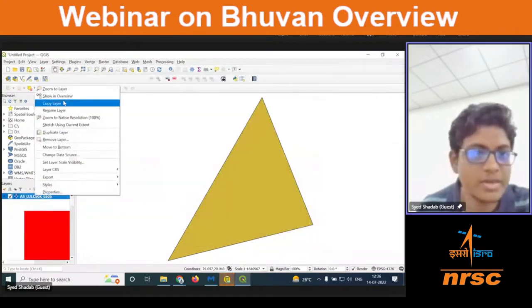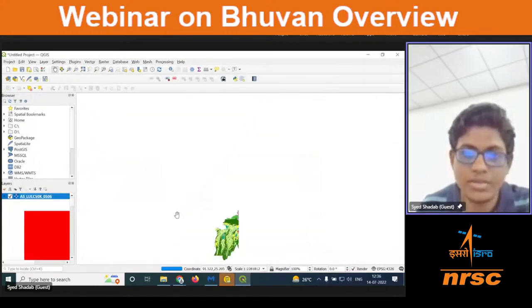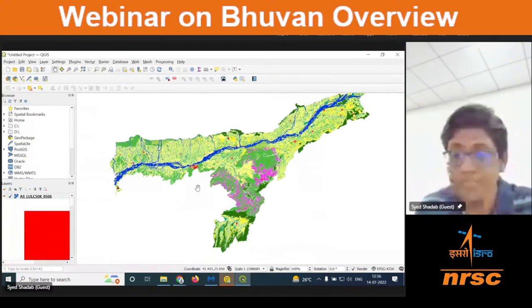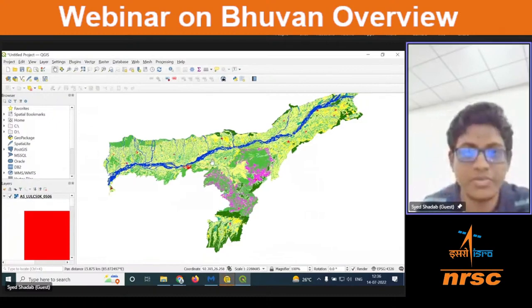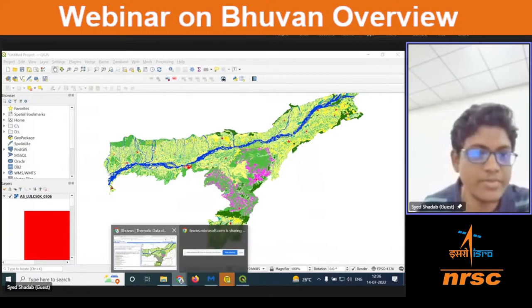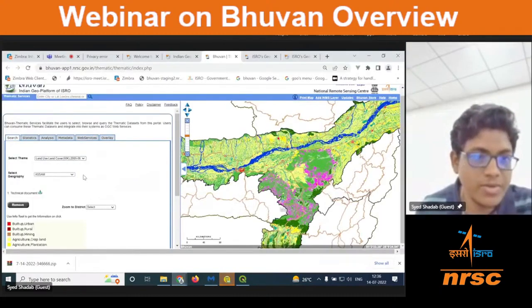So we can see the layer has been added. If I zoom to the layer, you can see the layer has been added in your QGIS map. So this way you can consume our WMTS service that we are providing. This is for Assam. Similarly, we can add for other states also.